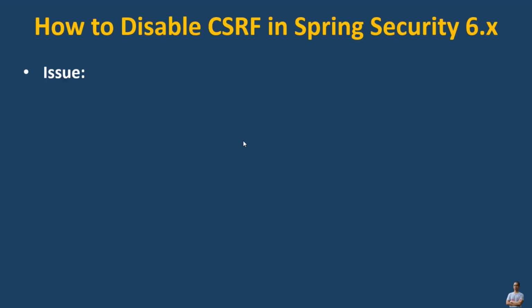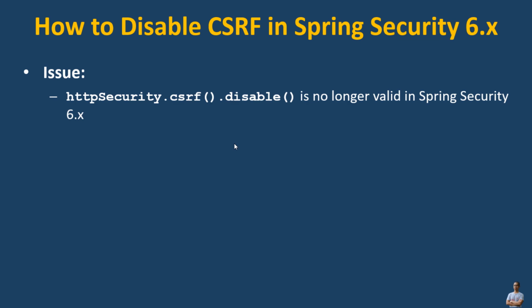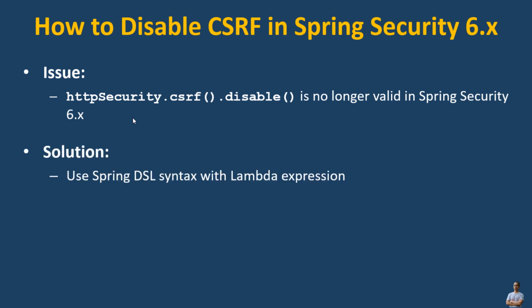A common issue when developing Spring applications with Spring Security version 6.x or later is that the statement http.csrf().disable() is no longer valid in the new version of Spring Security 6.x. The solution is to use Spring DSL syntax, domain specific language, with lambda expression.